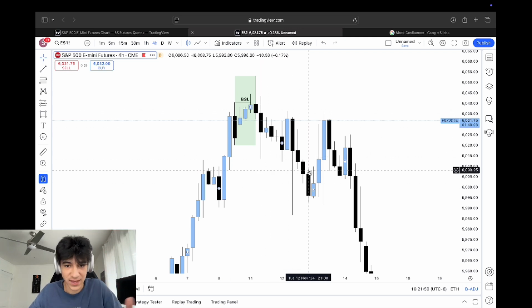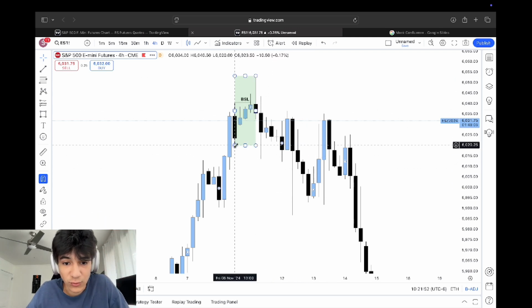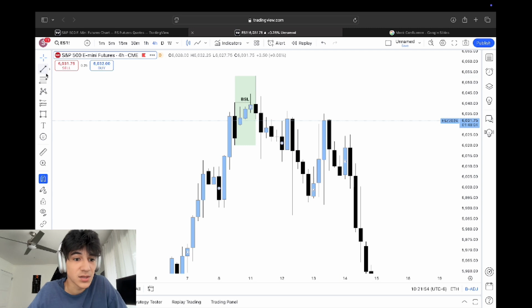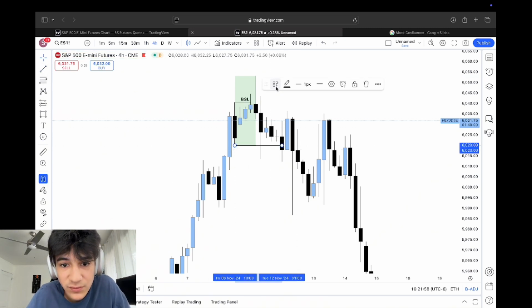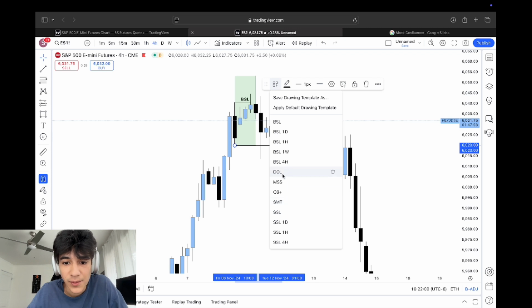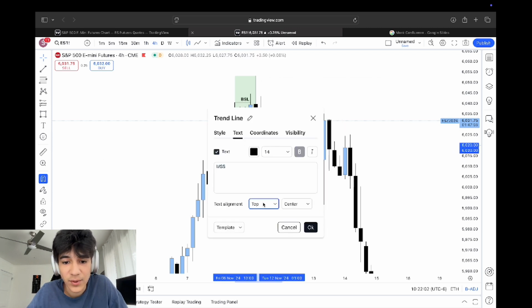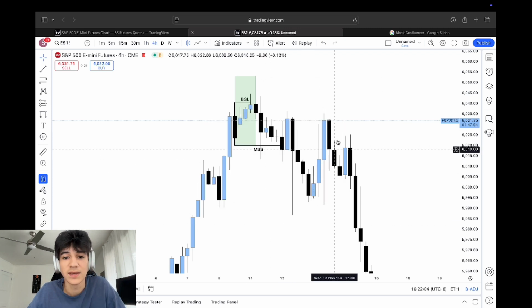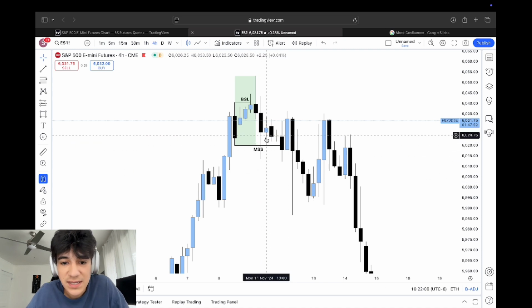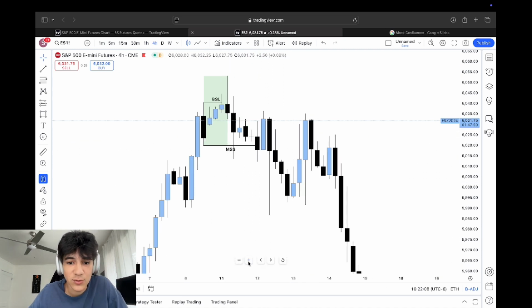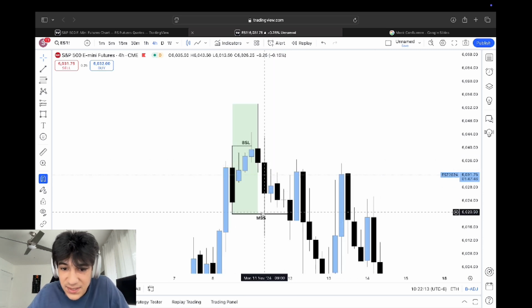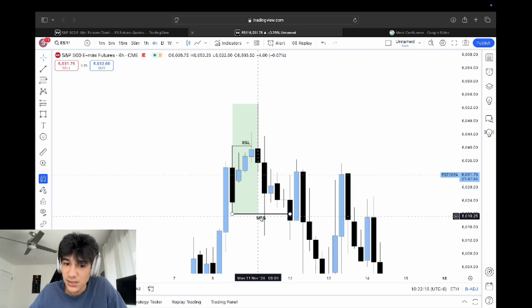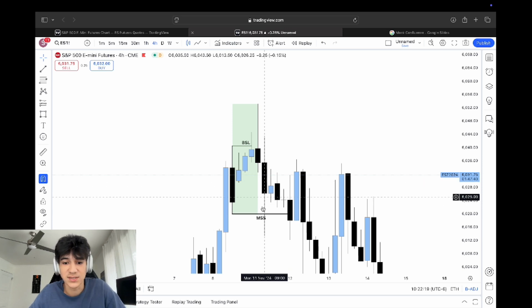So now that we have that going, we are looking for what? The bottom of this low to be taken out. Let's put market structure shift right here. Boom. We now have the bottom of this low that we're waiting to be taken out. And I say this is a good example because we can see that price came through but did not close, right? So this would not be the market structure shift right here because it just wicked through.